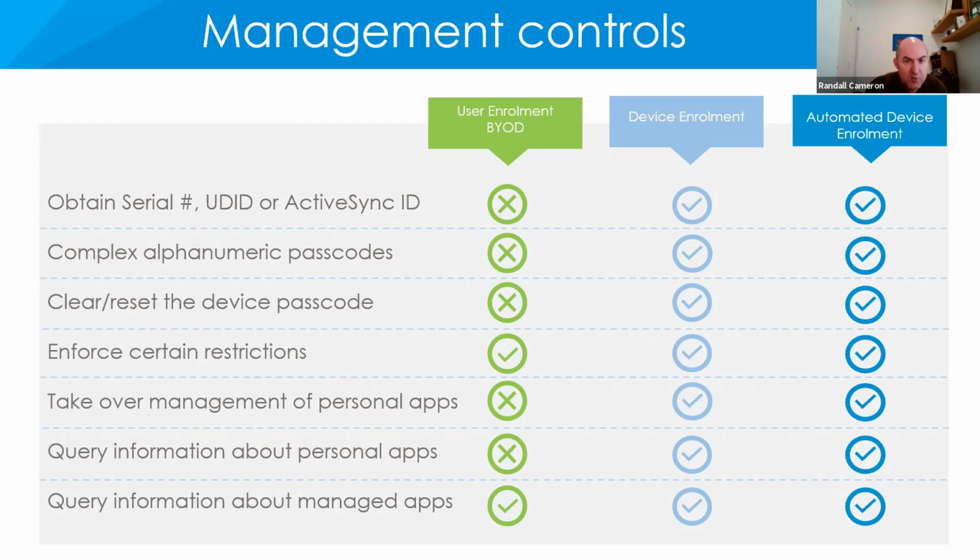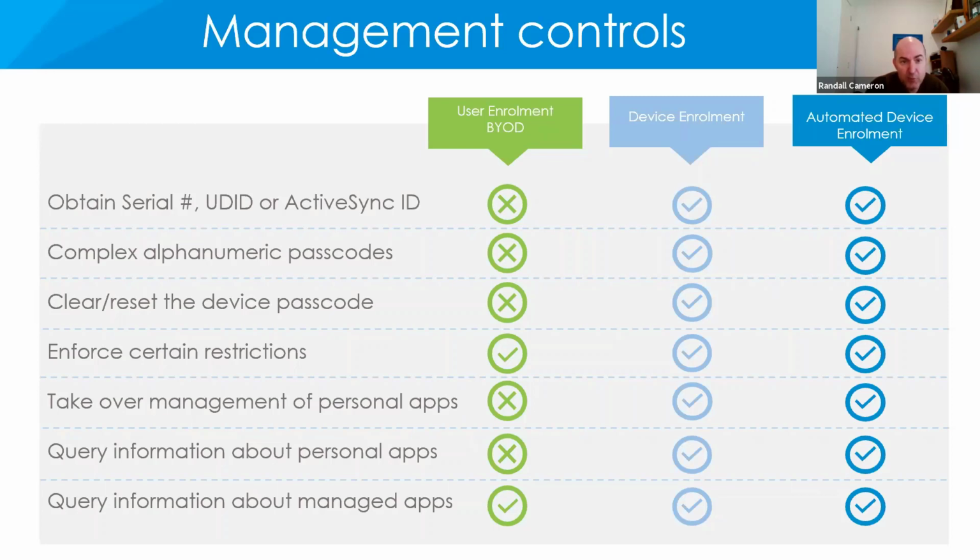So with the new user enrollment process, you see here a bunch of green crosses. That's not something that you see too often on a slide. Normally you see red crosses. But a green cross in this case actually denotes that this is a good thing, that the profile can't see it. So there is no real reason for a management profile to see your unique device ID or to be able to do a complex passcode or clear or reset the device, because it is a person's device.